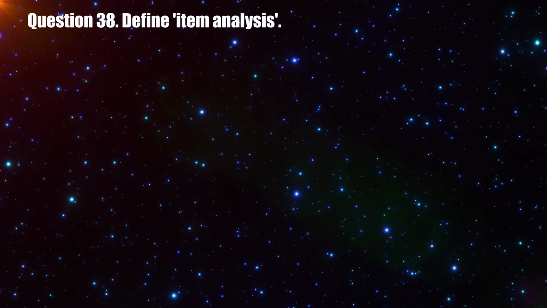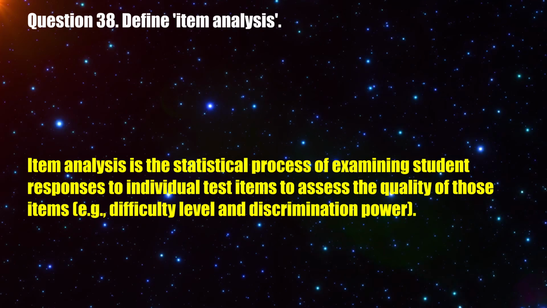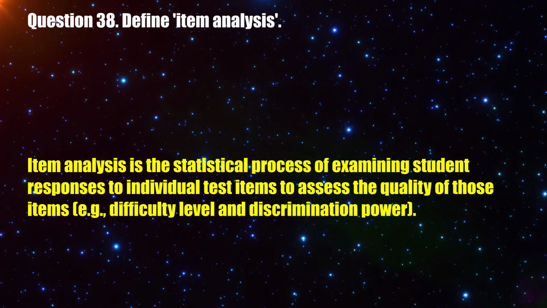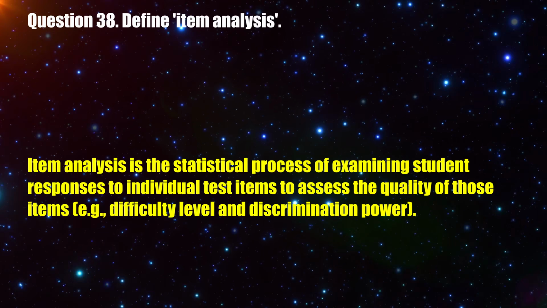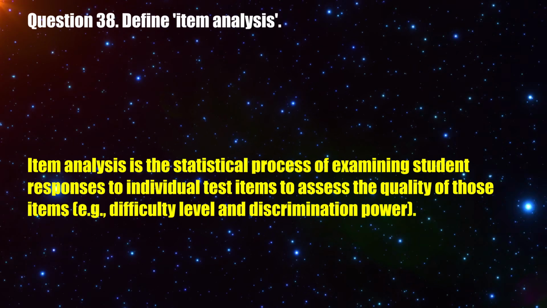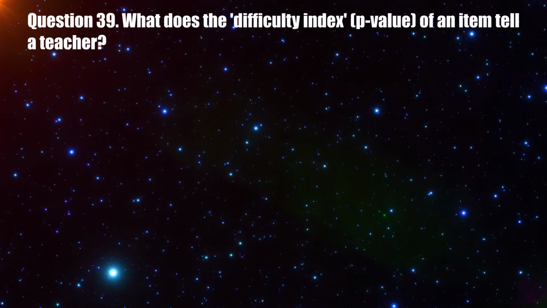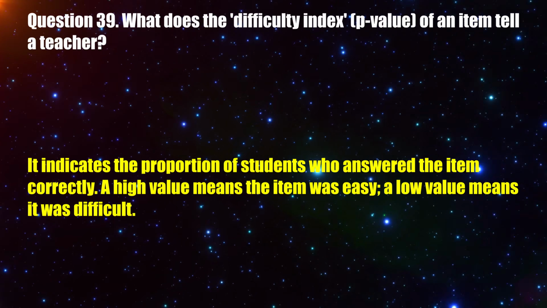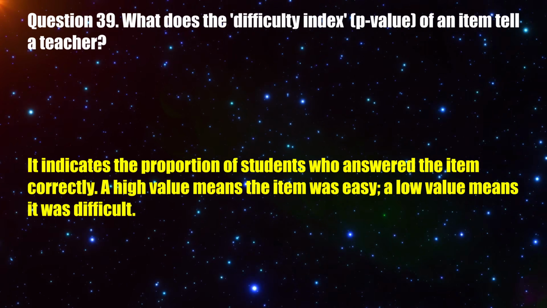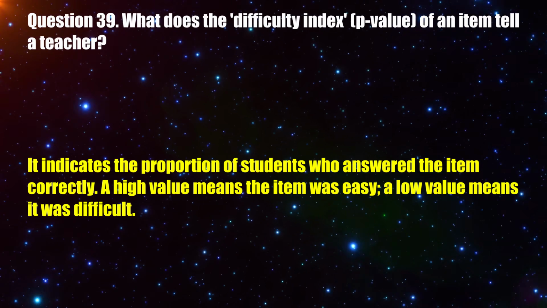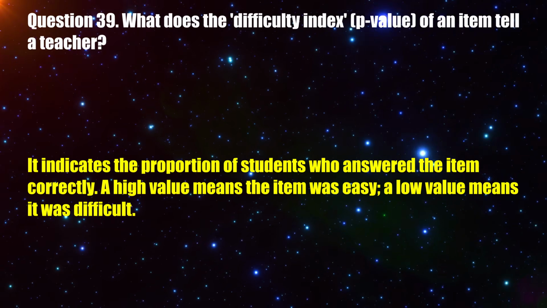Question 38. Define item analysis. The answer is, item analysis is the statistical process of examining student responses to individual test items to assess the quality of those items, e.g., difficulty level and discrimination power. Question 39. What does the difficulty index, p value, of an item tell a teacher? The answer is, it indicates the proportion of students who answered the item correctly. A high value means the item was easy. A low value means it was difficult.